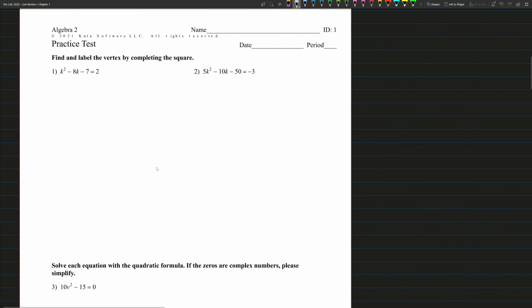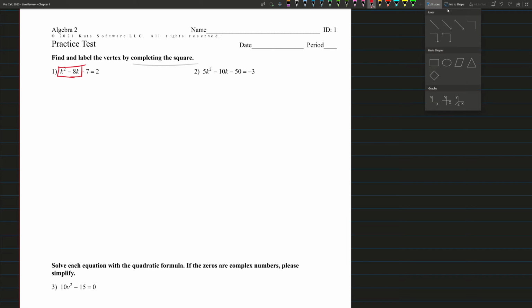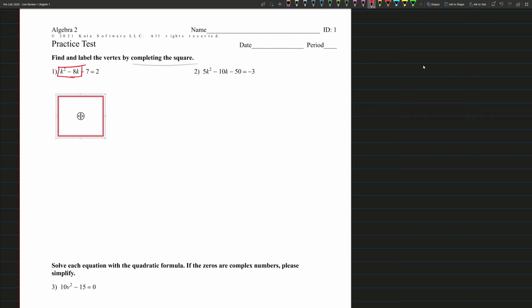So first 2 problems. Find and label the vertex by completing the square. When we're completing the square, we're really only worried about these first 2 terms, and we're trying to make a perfect square out of those terms. Okay, so if we make a box, put k squared up top left, factors of k squared are k and k. Right, so if the area is k squared, we know each of the dimensions have to be k.